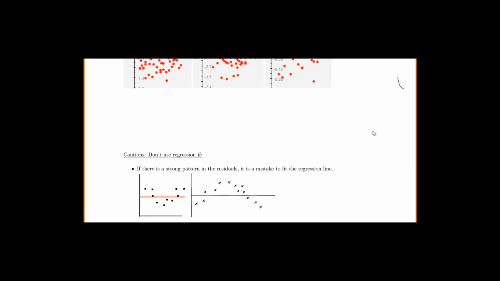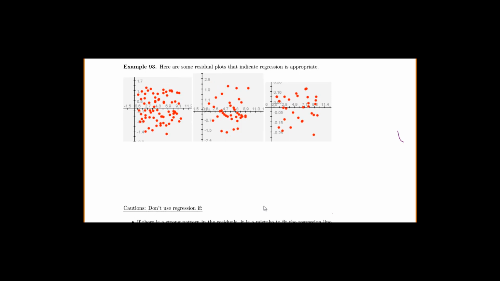Here are some cautions. If there's a strong pattern in the residuals, it would be a mistake to fit the regression line. Here are 2 different examples where there's this kind of pattern. You can see that there is a very definite pattern, so we don't want to fit the regression line. Versus when we looked up above at our plots that were okay, notice there's no pattern in my points.